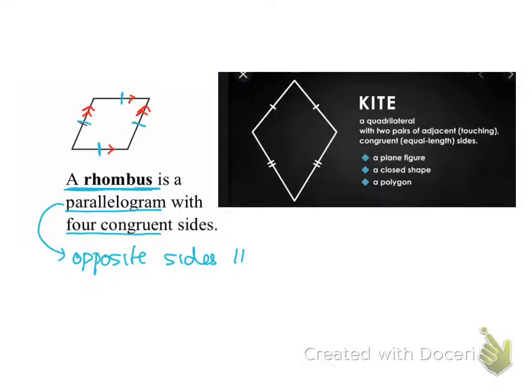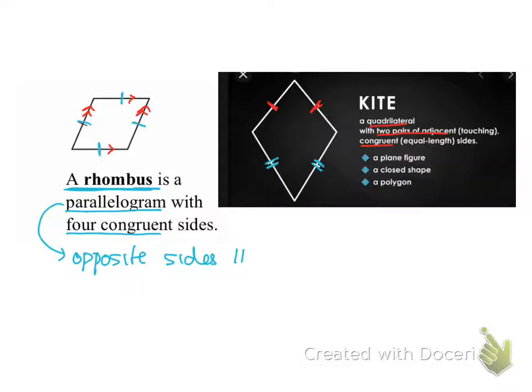Now what is a kite? A kite is a quadrilateral with two pairs of adjacent congruent sides. It means this is congruent to this, these two are adjacent sides, and this is congruent to this, these two sides are congruent to each other. Not all four are congruent, only two pairs of adjacent sides are congruent.